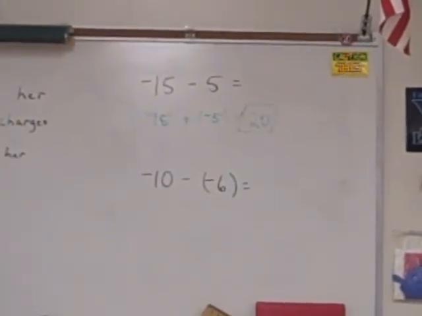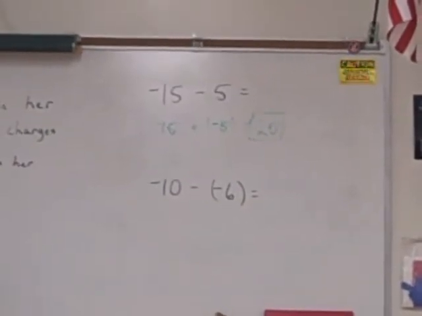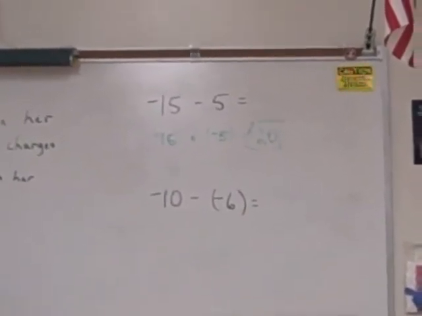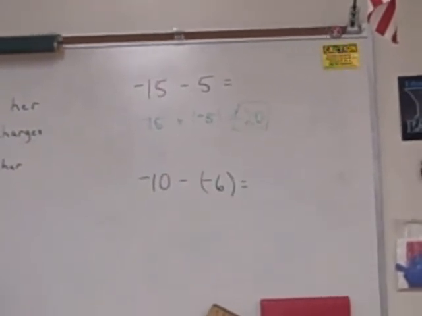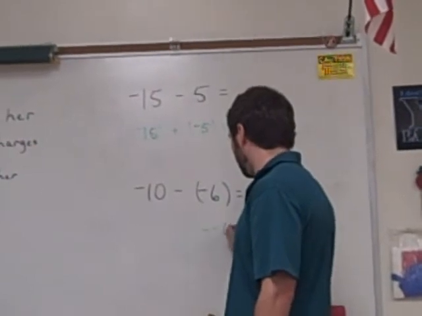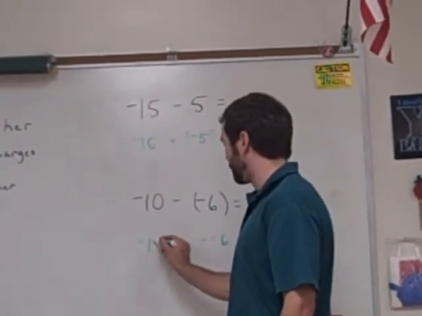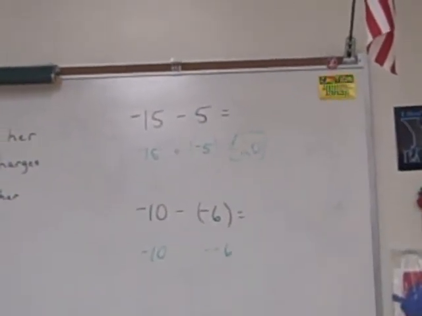All right. So here's a confusing one. Negative 10 minus negative 6. Kylie, what do I do first? Move the negative sign over to the second number. So now I have negative, negative 6, right? And negative 10, and I got this space right here. Now, Abby, what do I do?